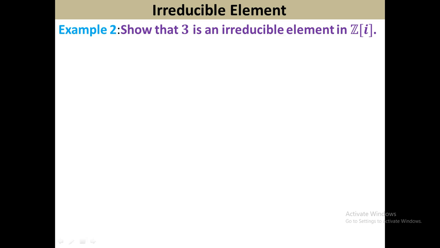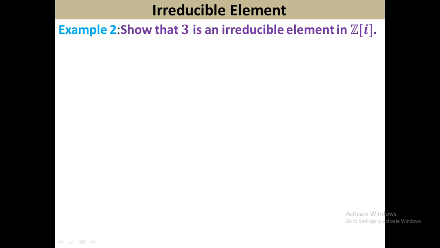Please note that to show an element is irreducible, you have to go through the general way. At first you show that the element is not a unit, and then if the element a equals bc, you show that either b is a unit or c is a unit. But when you show an element is not irreducible, you have to take counterexamples, such as we showed that 15 is not an irreducible element.